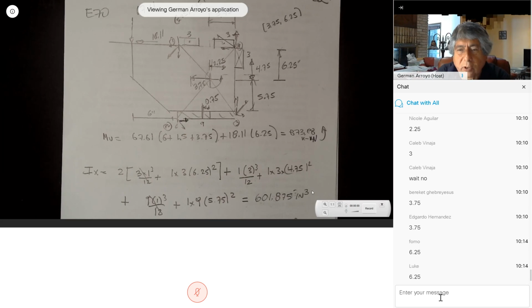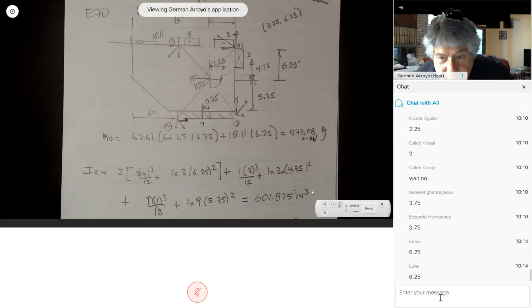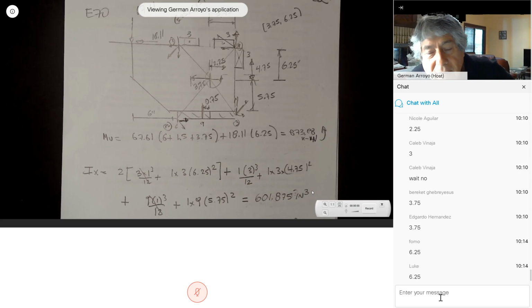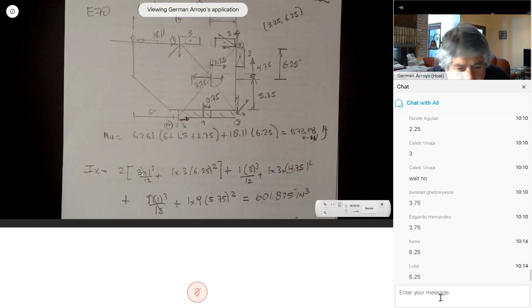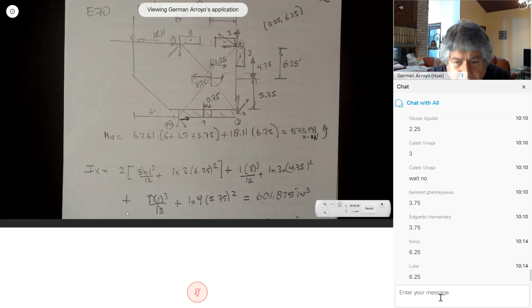Any question about how to compute Ix? I'm surprised, no question. Everybody's sleeping. Everybody leaves the room, already left. Okay.